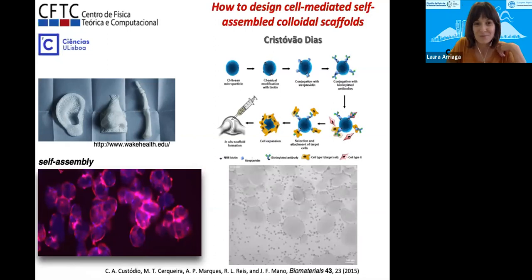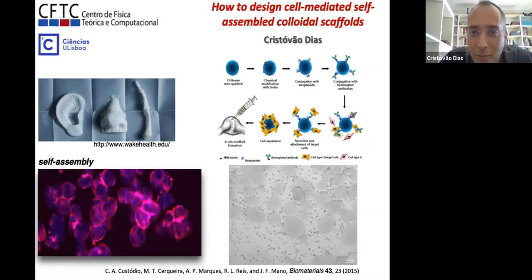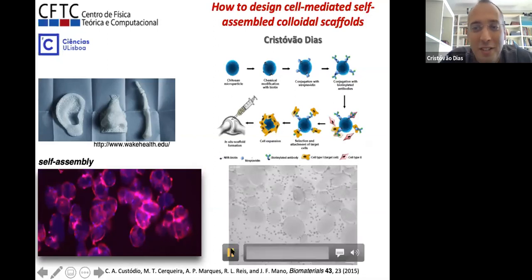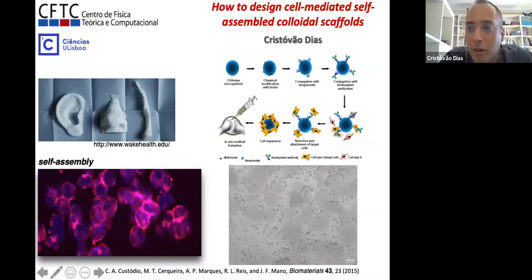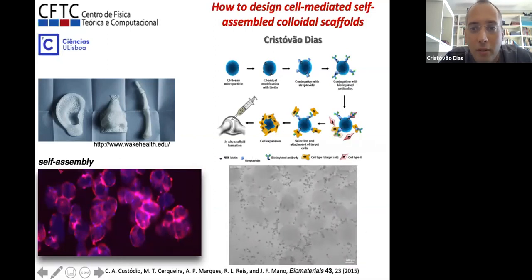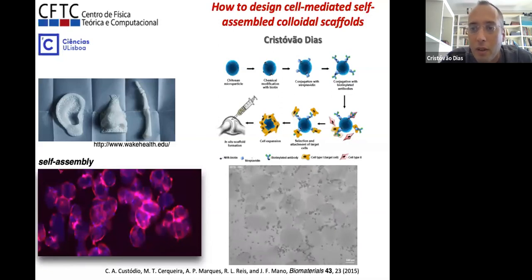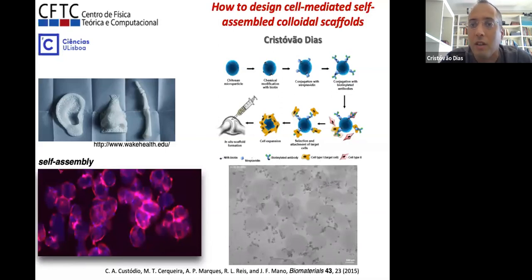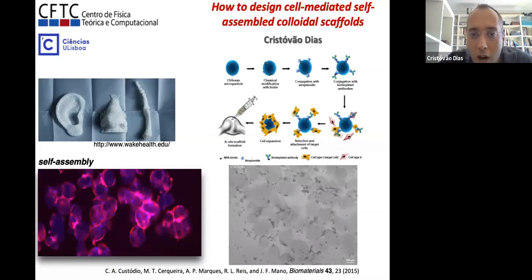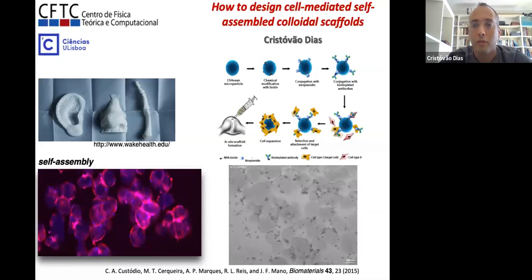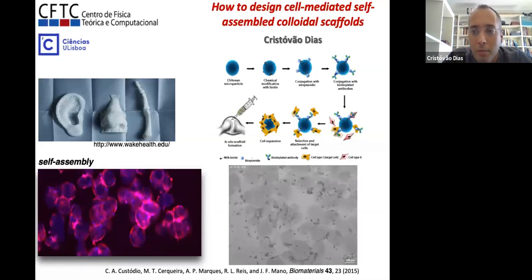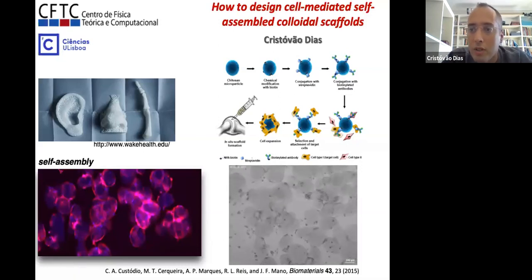Okay, thank you, Laura. Thanks for letting me present. What I will talk about is what I did: numerical simulations for the cell-mediated self-assembly of scaffolds. Scaffolds are usually the base when you want to build artificial organs. But as you can see from this picture on the left, they are usually made outside the body, by 3D printing or from a donor using a dead organ.